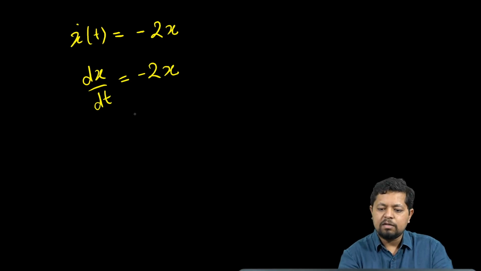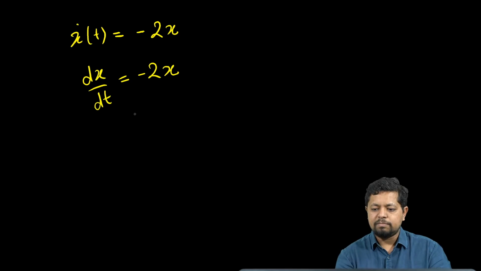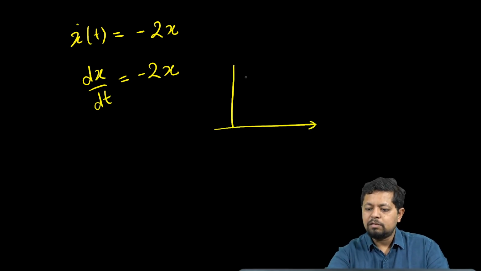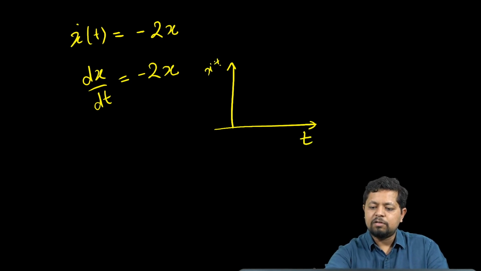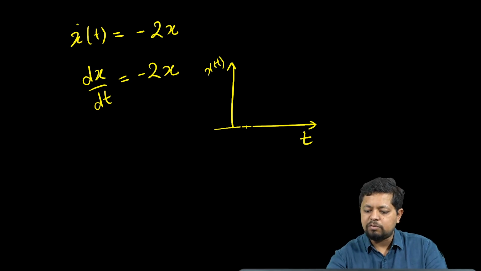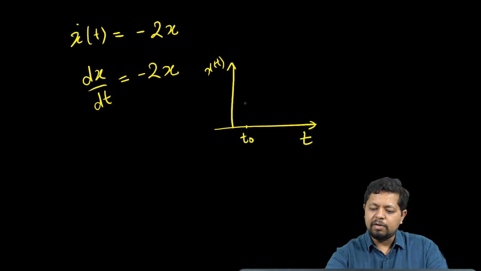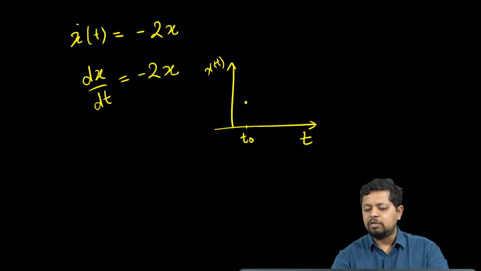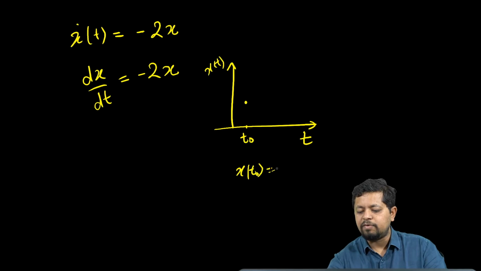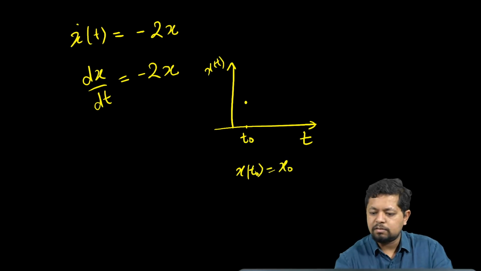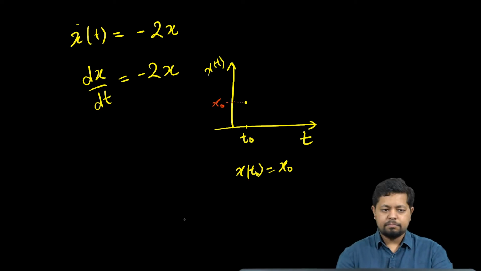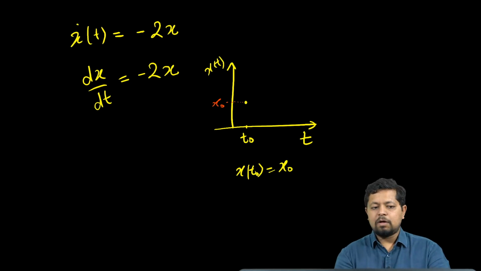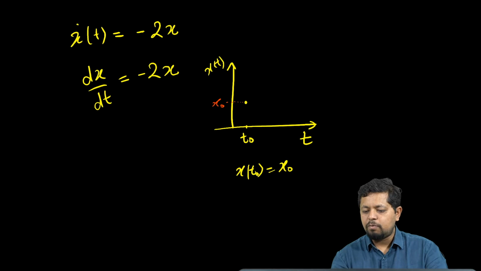But when I want to do it numerically, I want to start from some initial position. Let's say I have a time axis on the x-axis and x of t on the other axis. To start with, at t equal to t0, I know my initial value, that is, x at t equal to 0 is given to me as some value x0, over here. Now I want to find out what happens to x a time dt later.